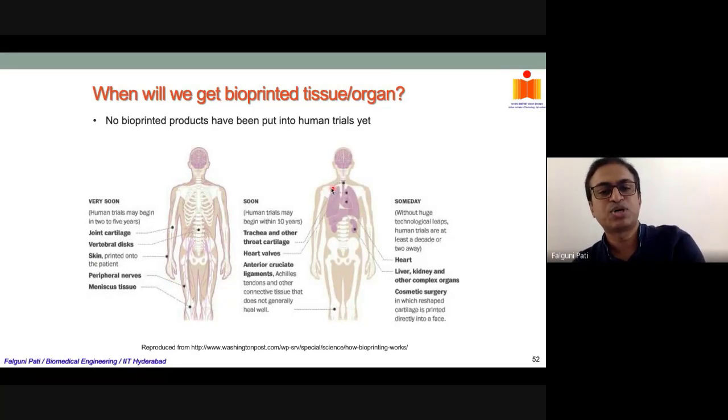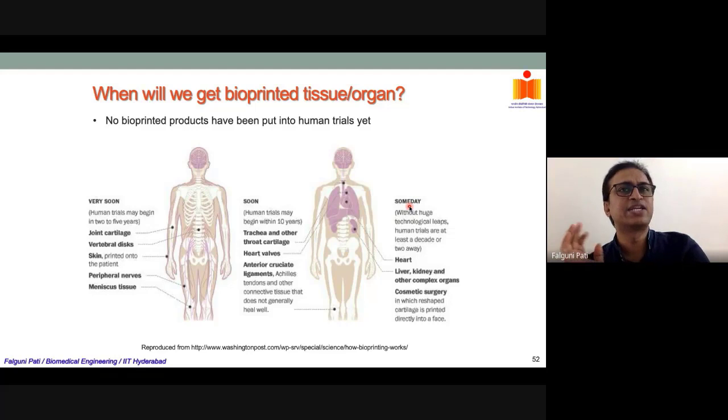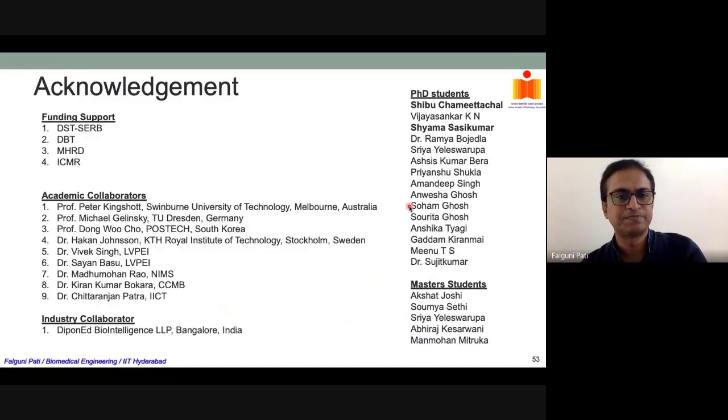But some organs like the trachea, heart valves, and anterior cruciate ligaments may take a little more time, like 5 to 10 years to start the clinical trials and to get into clinics. But the solid organs, if you're thinking of the liver or kidney, may take longer. Maybe more than 10 years to start clinical trials, and to develop the tissue so that it can be used to save patients.